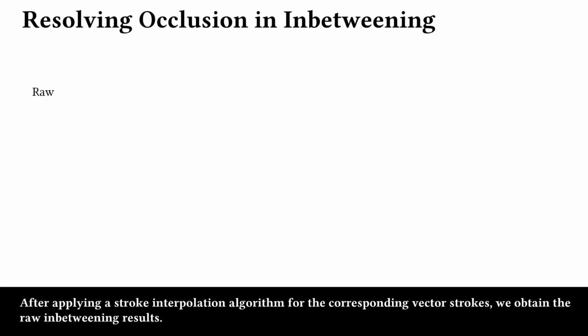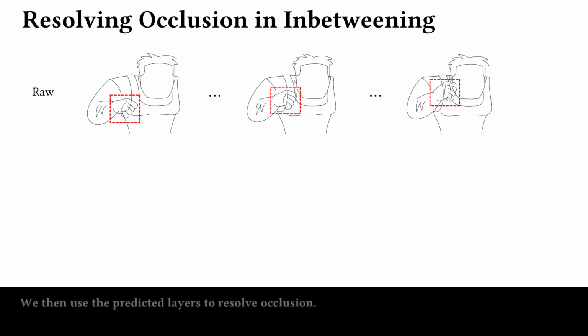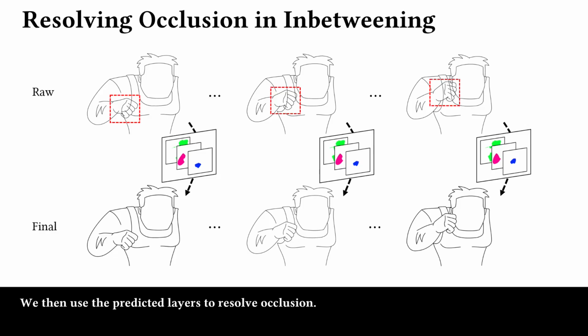After applying a stroke interpolation algorithm for the corresponding vector strokes, we obtain the raw in-betweening results. We then use the predicted layers to resolve occlusion.